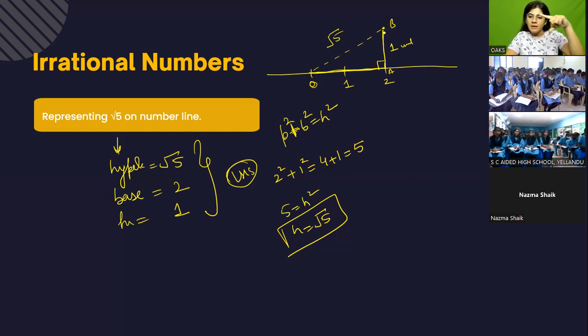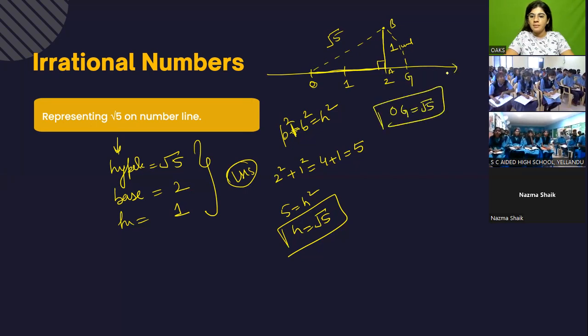Now, if I open my compass and take OB as radius and put an arc on the number line, this OG will be equal to root 5 units. That is on the number line itself.